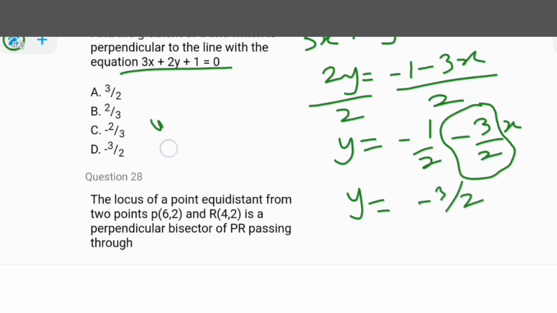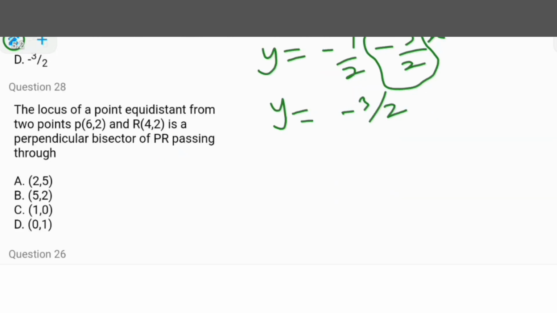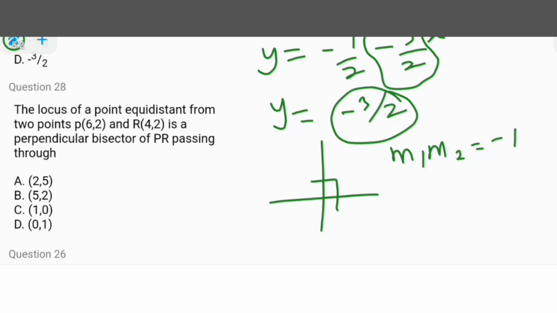That's like comparing it to y is equal to mx plus c. The number in front of x is the gradient. That's the coefficient of x. So using that same idea, you can find the gradient of the second one. So if two lines are perpendicular like this, they obey this equation, m1 m2 is equal to minus 1. So the first gradient that we have is minus 3 over 2. So that's m1.